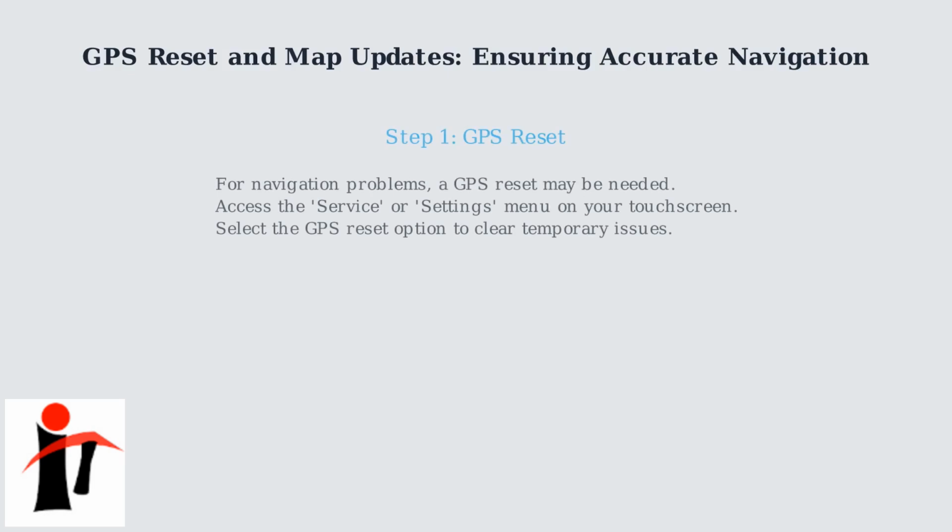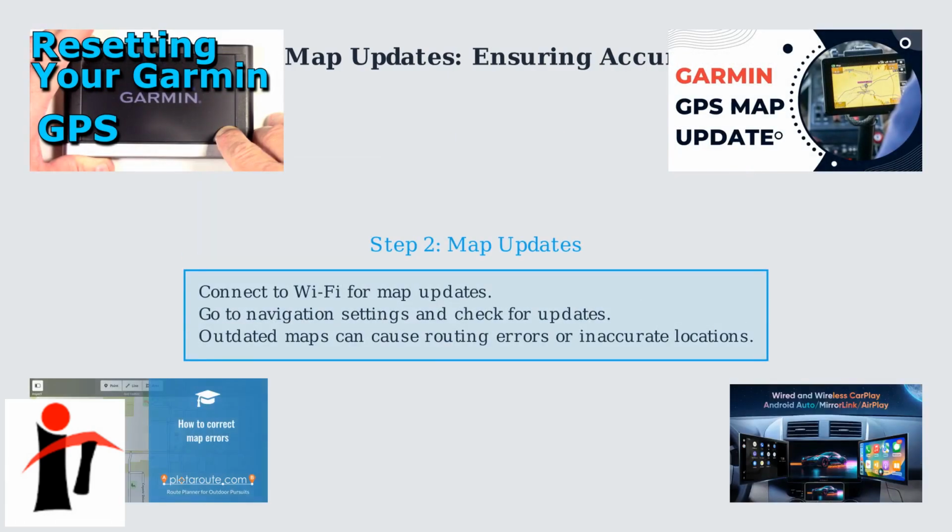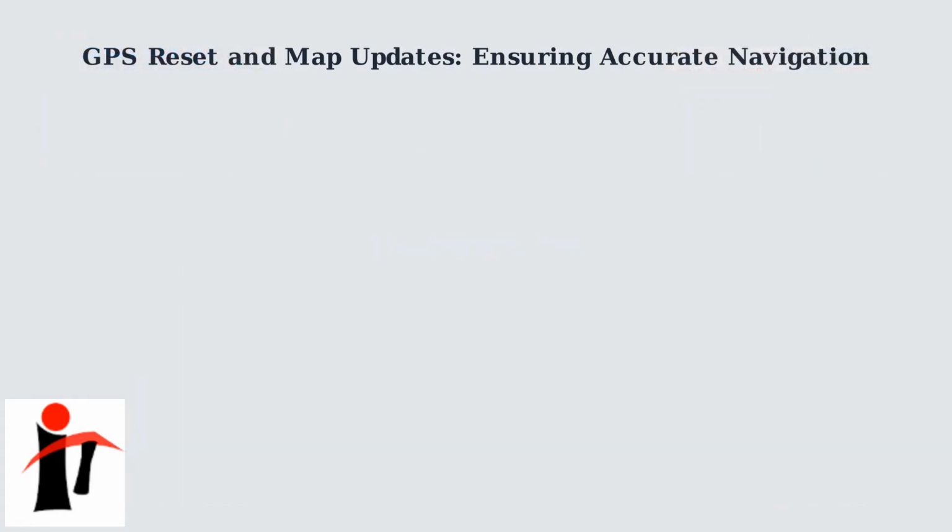For navigation problems in the Tesla Model 3, a GPS reset might be necessary. Access this option through the Service or Settings menu on your touchscreen. This clears temporary GPS glitches that can cause inaccurate positioning. Additionally, keep your maps current by connecting to Wi-Fi and checking for updates in the navigation settings. Outdated maps often lead to routing errors or wrong location data, especially in new areas.